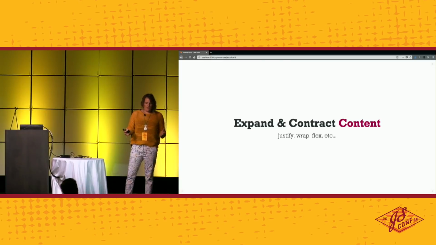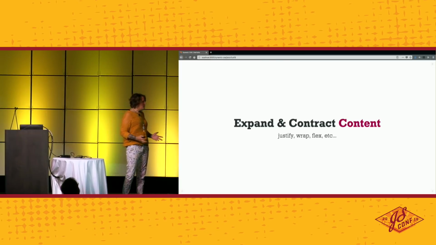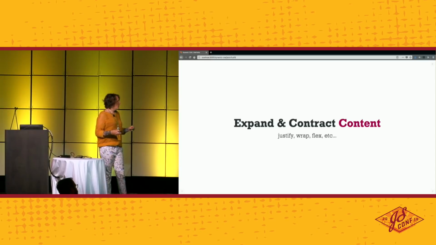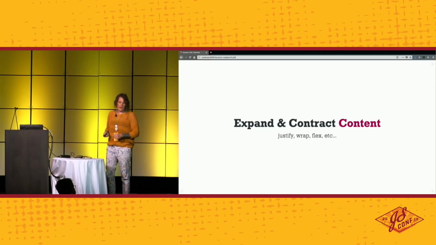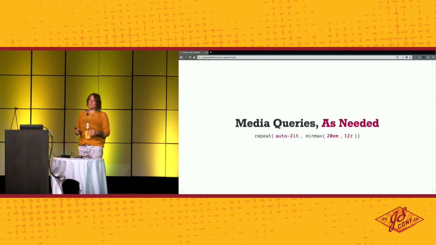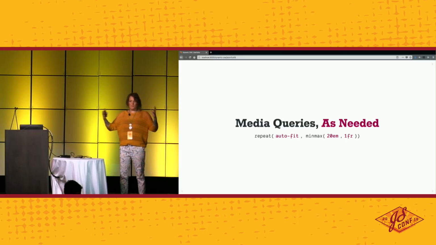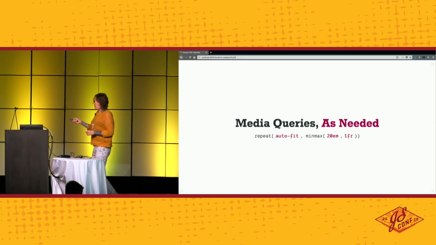We can expand and contract our content in new ways. We can change justification very simply. We can change how things wrap for the flow. We can start to flex things using the fraction unit, et cetera. And then media queries are only needed sometimes because we get things like autofit and autofill that figure out for us how many columns we have space for. And then it just fills them in, which can be really useful for something like image gallery or masonry-like layout.